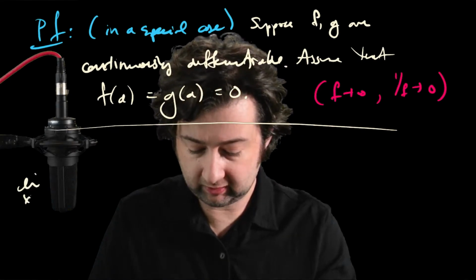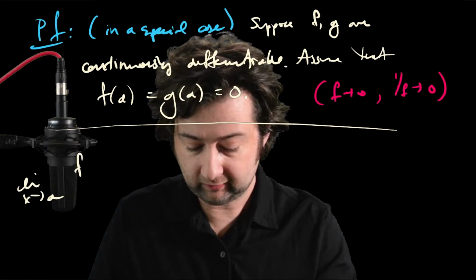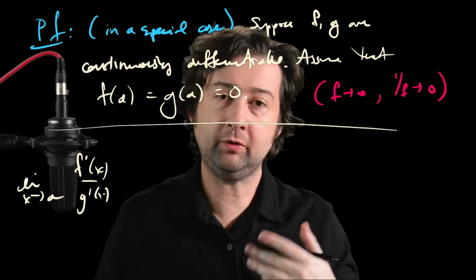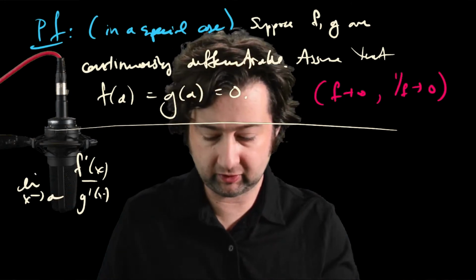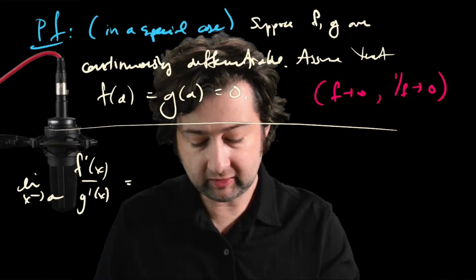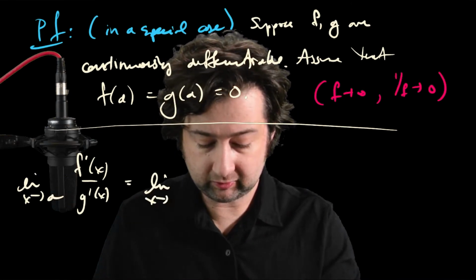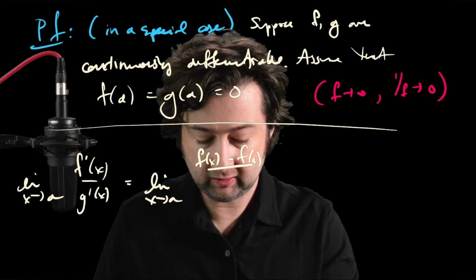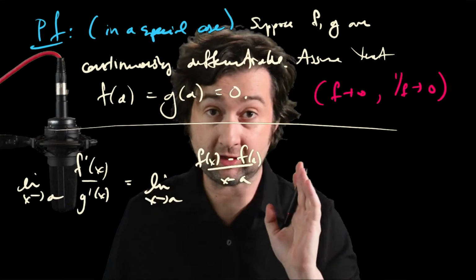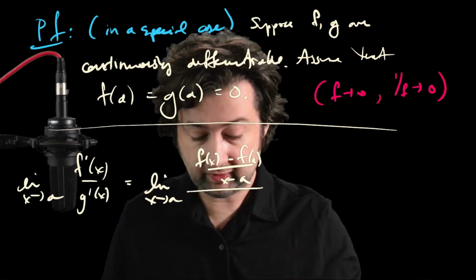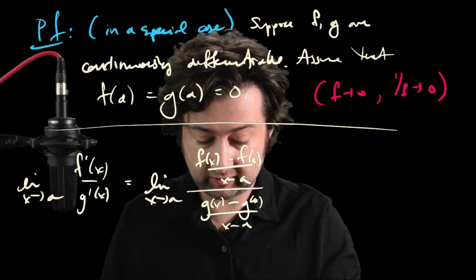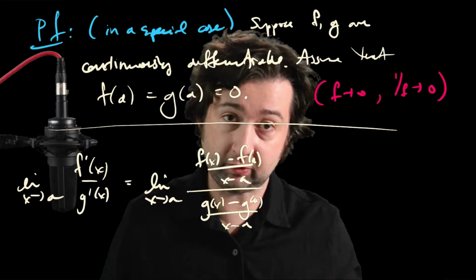So how does the argument go? Well, the limit as x goes to a of f prime of x over g prime of x, if I rewrote that using the definition of the derivative, what I would get would be that this is equal to the limit as x goes to a of f of x minus f of a over x minus a, because that's the definition of f prime, divided by g of x minus g of a over x minus a, because that's the definition of g prime.